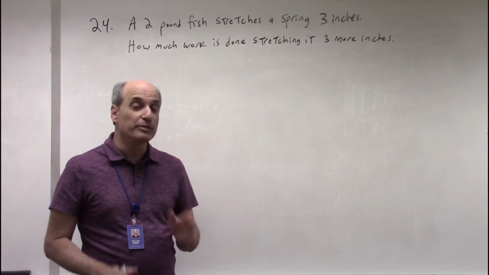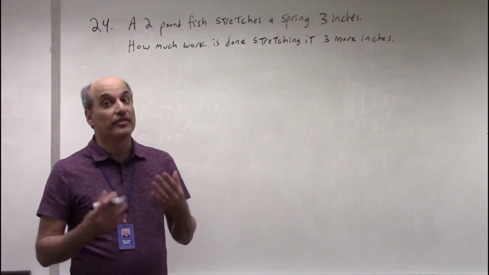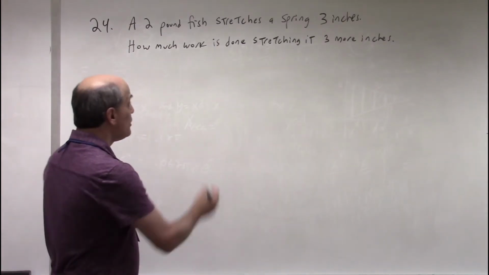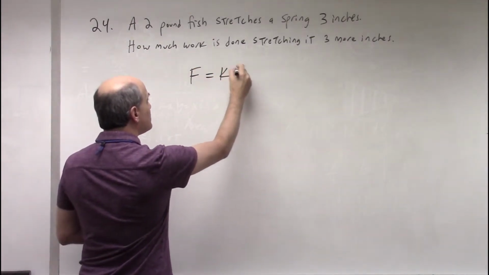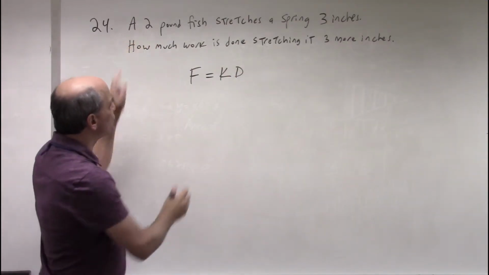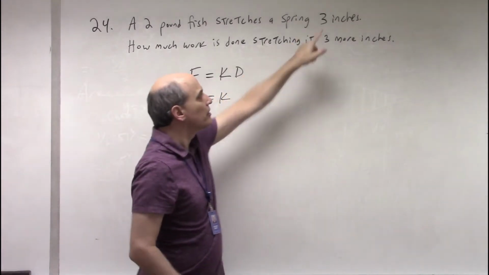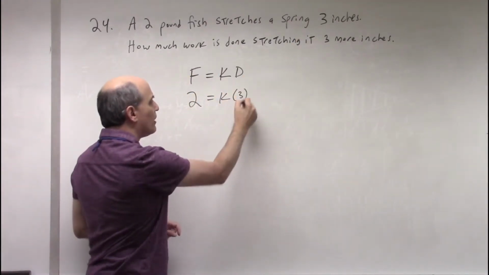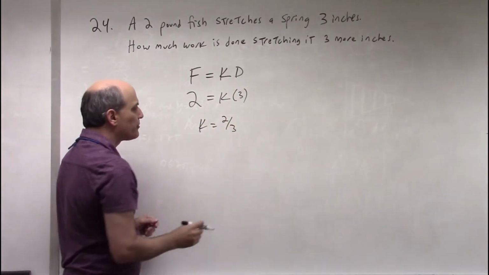The spring constant will be different for each problem, so every time you start a new problem, this is your first step. But we know that force equals K times distance. And in this case, it says a force of 2 pounds stretches the spring 3 inches. So dividing both sides by 3, K is just 2/3.